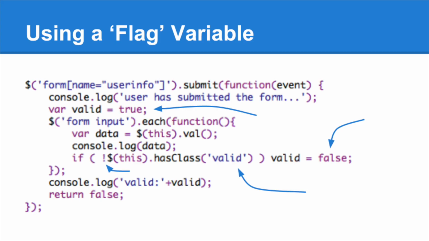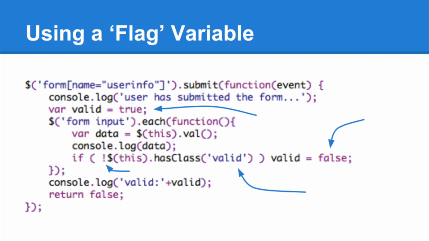Okay, there's 4 things you need to look for. First of all, can you see I've got a variable called valid? There's my flag, before the loop. I need to declare that before I start the loop. At the end of it, we'll see if it's true or false. We'll just display it on the screen for the time being.